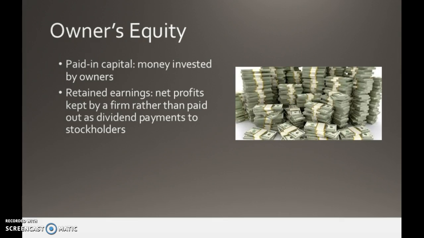Owner's equity, sometimes called shareholders' equity, can be broken down into paid-in capital and retained earnings. Paid-in capital is money invested by owners. Retained earnings are net profits kept by a firm rather than paid out as dividend payments to stockholders. They accumulate when profits which could be distributed to shareholders are kept instead for the company's use.